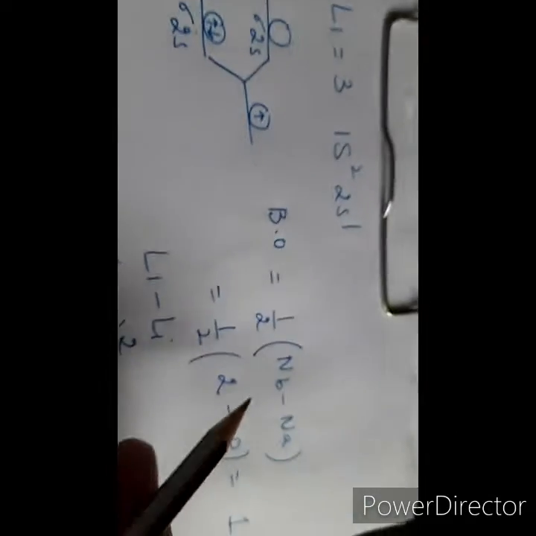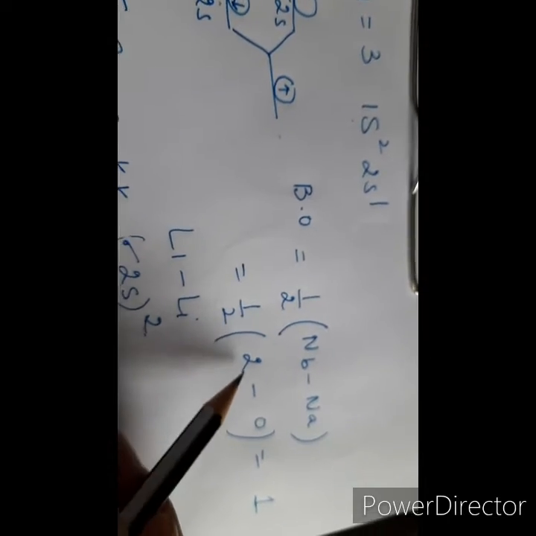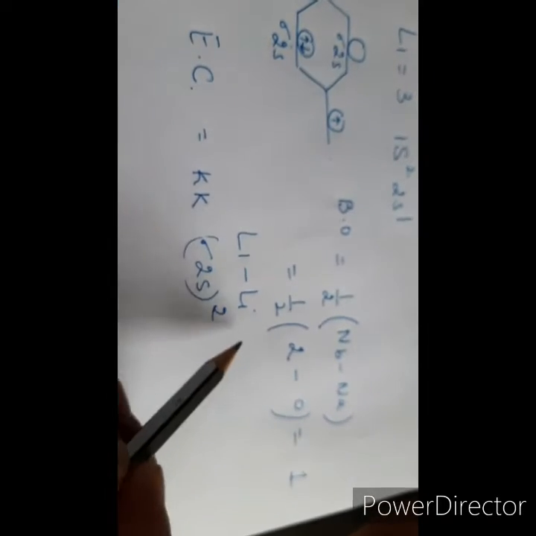The bond order will be half the sum of bonding minus anti-bonding orbitals. So half of 2 minus 0, that is 1. So that means in lithium there is a single covalent bond, and we can write it like this.